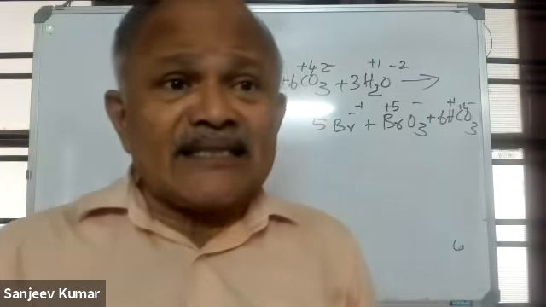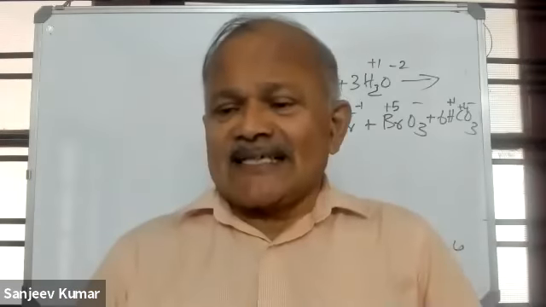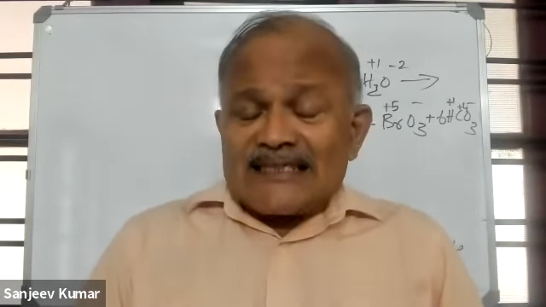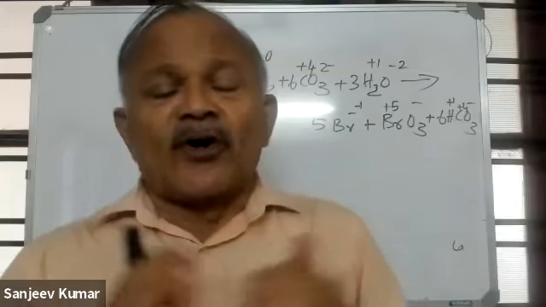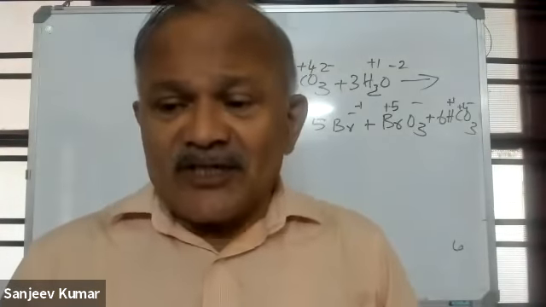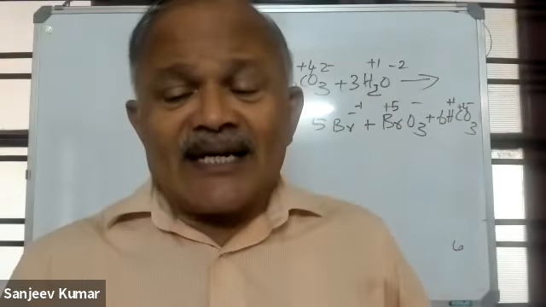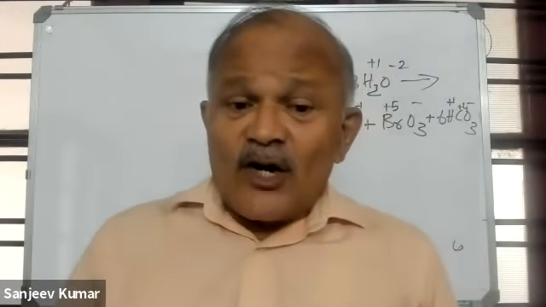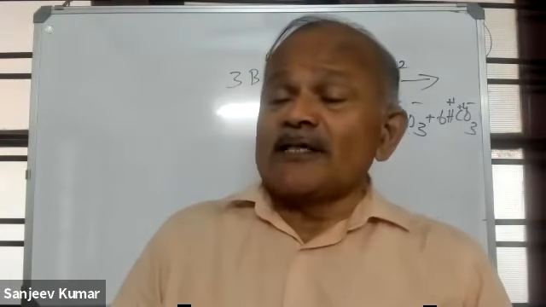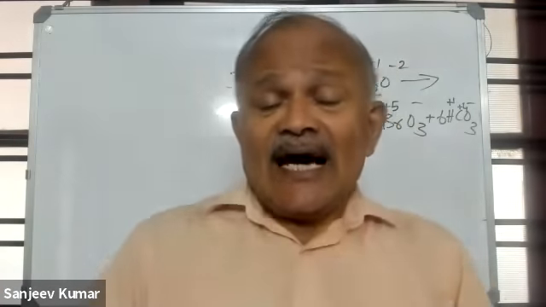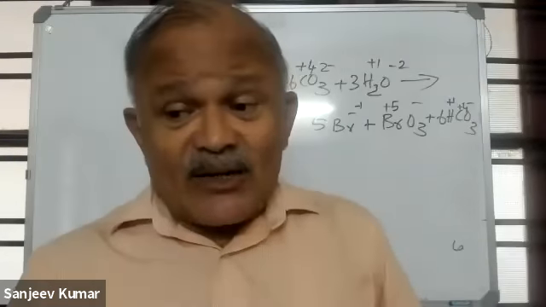It is a simultaneous oxidation and reduction, and the reducing agent as well as the oxidizing agent are one and the same. Such a redox reaction is called a disproportionation reaction, self-oxidation reduction. In organic chemistry, you are studying Cannizzaro's reaction. Aldehydes which do not contain alpha hydrogen atoms, when treated with concentrated alkali, undergo disproportionation reaction. One molecule gets oxidized to give the corresponding acid, and another molecule gets reduced to give the corresponding alcohol. That is known as Cannizzaro's reaction.